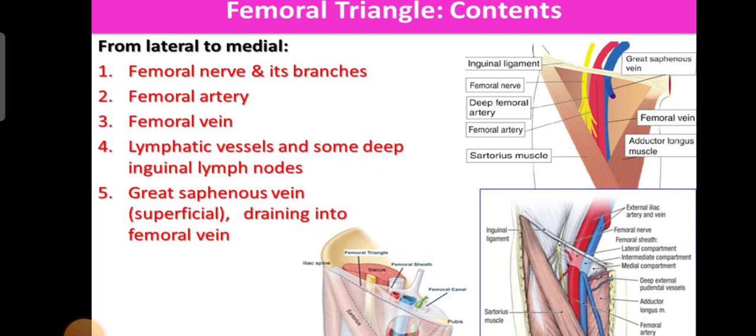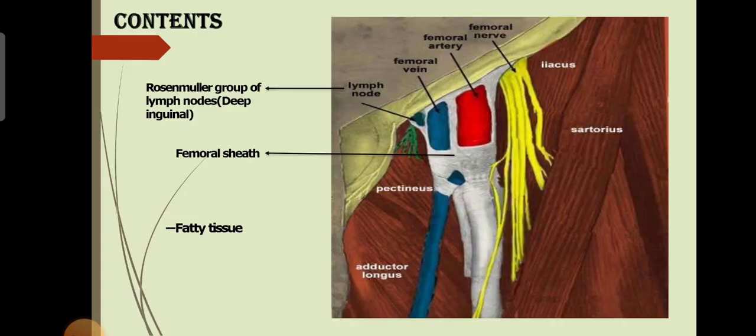Now the contents of the femoral triangle, it includes from lateral to medial side, that is the femoral nerve and its branches, femoral artery and its branches, femoral vein and its tributaries, lymphatic vessels and some deep inguinal lymph nodes, and the great saphenous vein which is lying in the superficial fascia draining into the femoral vein. Now these are the contents of the femoral triangle. Except the femoral nerve, these are enclosed within a sheath which is known as the femoral sheath.